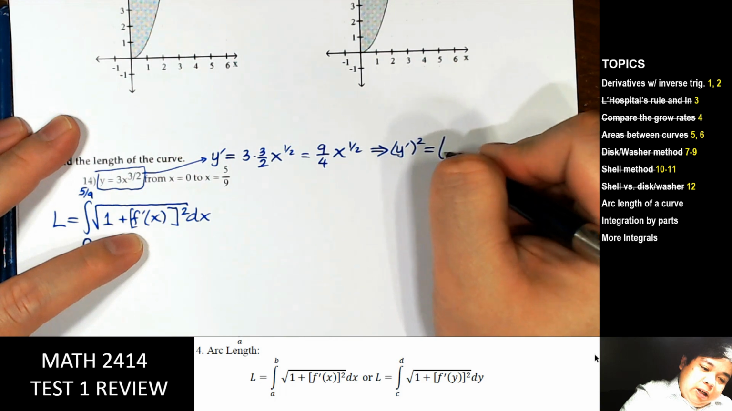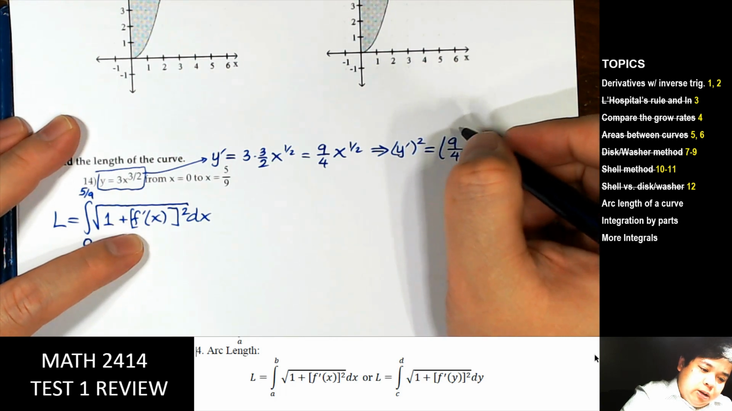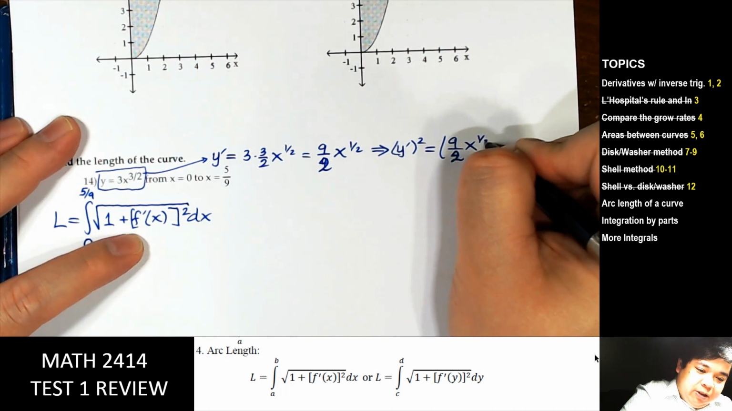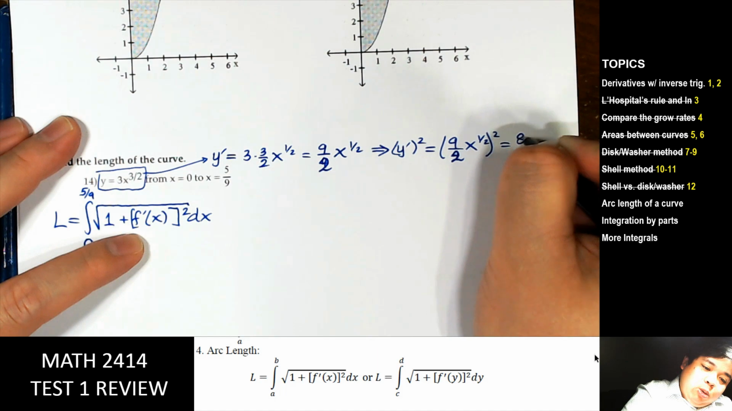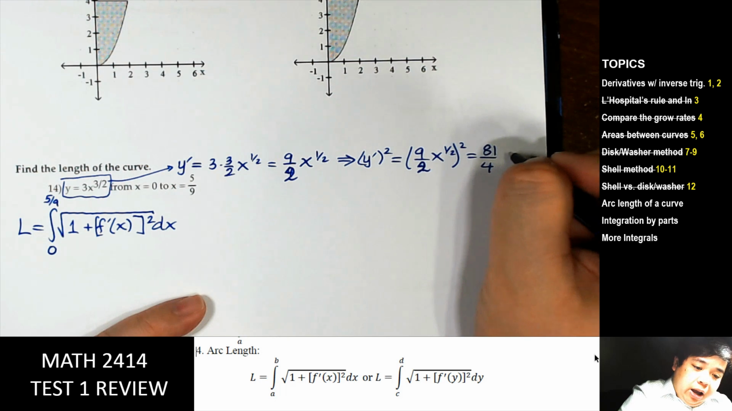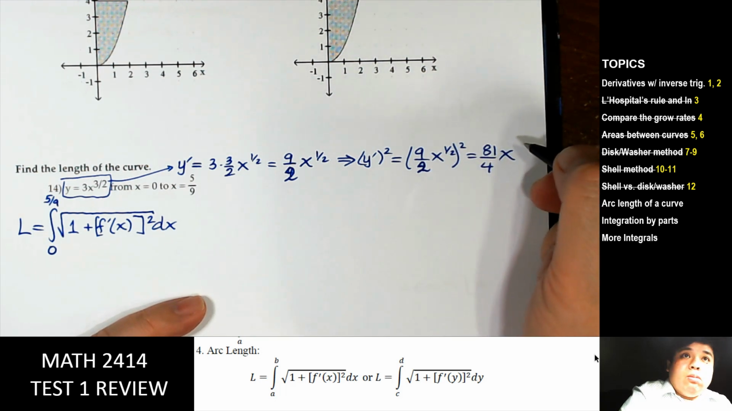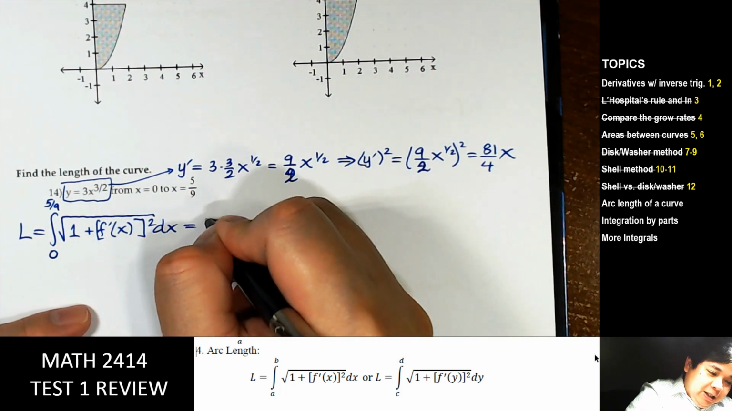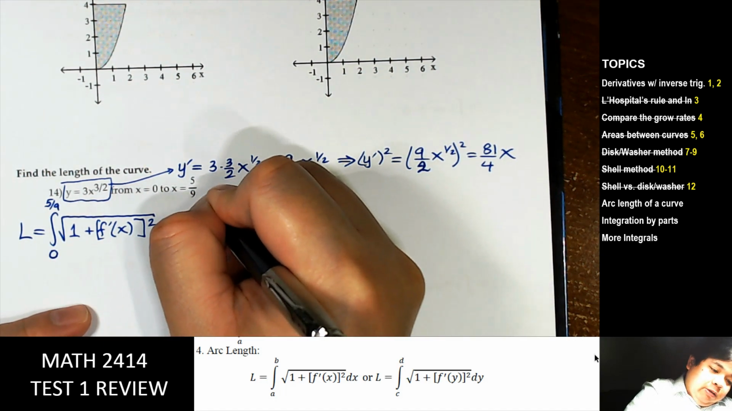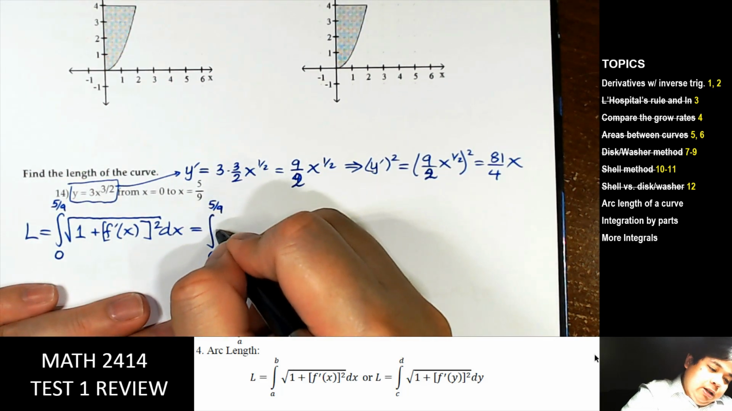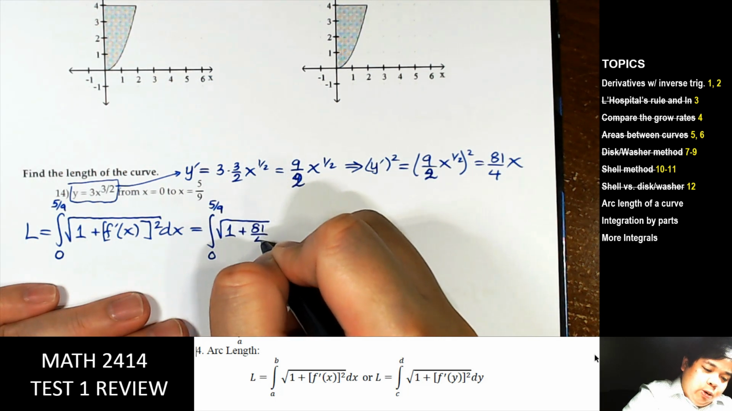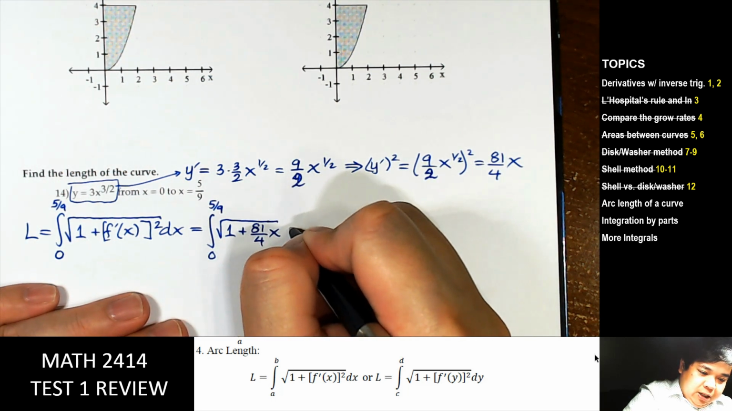It is going to be 9 over 4. I don't know why I wrote 4 there. It would be 2. 9 over 2 x to the 1/2, squared, will be 81 over 4 x. That's it. So it will be the integral from 0 to 5 over 9 of the square root of 1 plus 81 over 4 x dx.